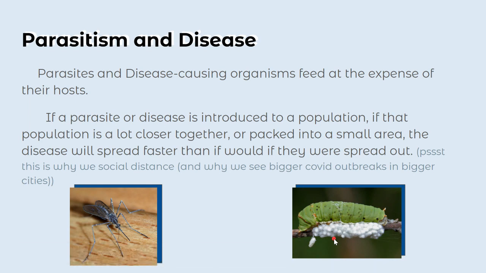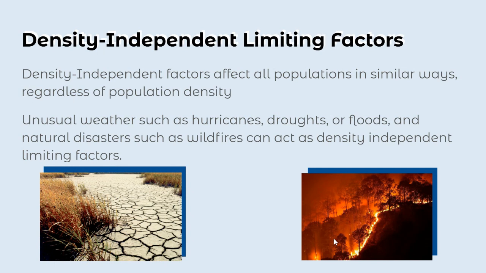Density dependent limiting factors depend on the density, meaning that the more organisms there are, the bigger the effect the factor will have on population growth. So if a population is really, really pushed together or really, really big, the parasite or the disease will have a larger effect on the population. So that wraps up density dependent.